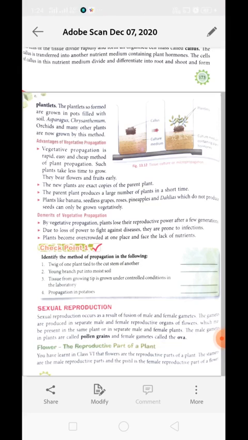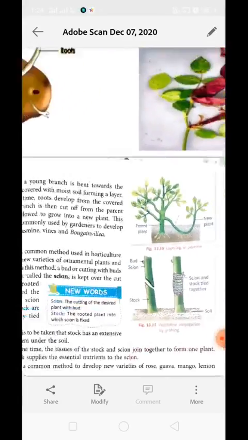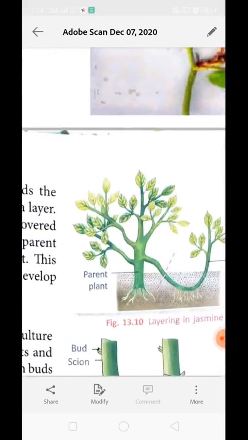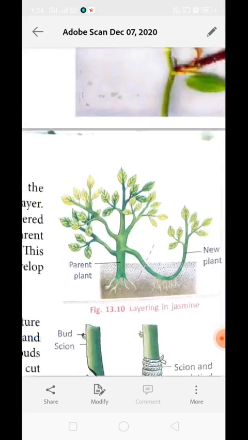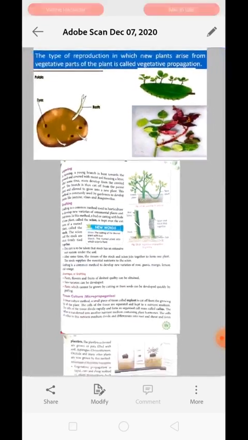Next is, plants become overcrowded at one place and face lack of nutrients. Like if we are performing layering, lots of plants are growing together in a similar area, so it will become crowded and quite competitive to gain water, minerals and sunlight. So it will affect the growth of the plant as well. These are all the benefits and disadvantages of vegetative propagation and the methods of vegetative propagation.